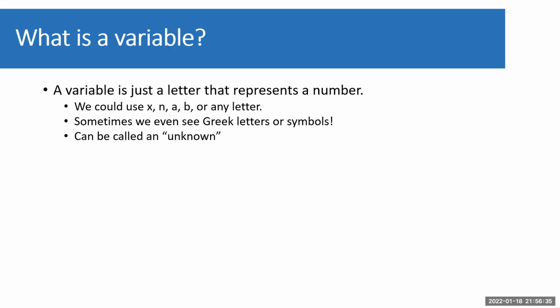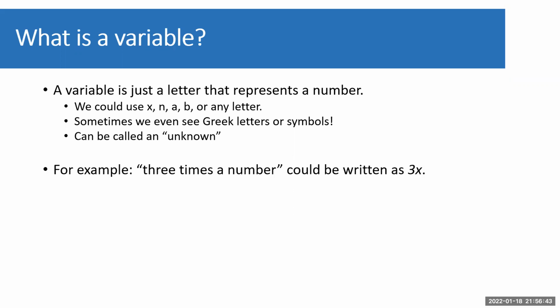A variable, again, is just something that we don't know. We'll represent unknowns later in the course with variables. For example, if we wanted to write 3 times a number, we don't know the value of the number, so we would write this as 3x, 3 times some number x.